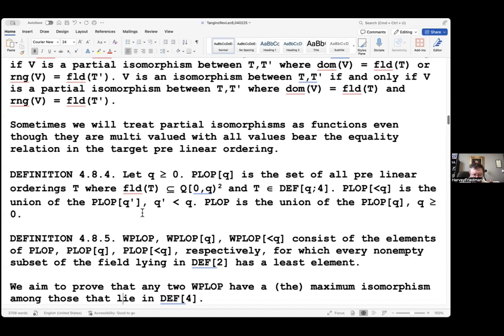So these are the prelinear orderings. I forget why I put it. Why didn't I write PLO? I think it's PLOP. I had a reason for that.